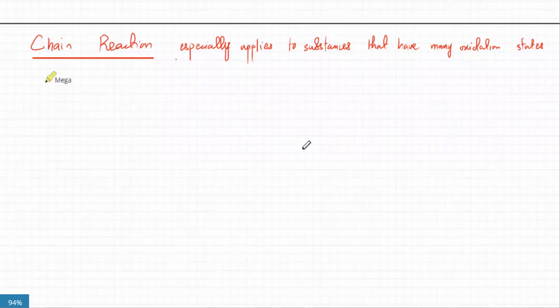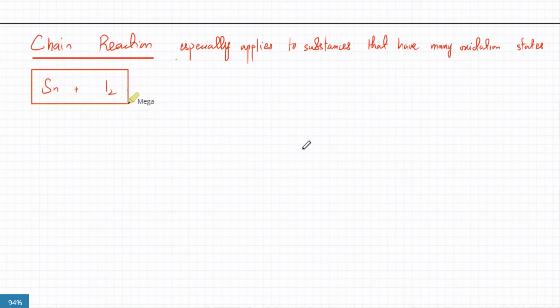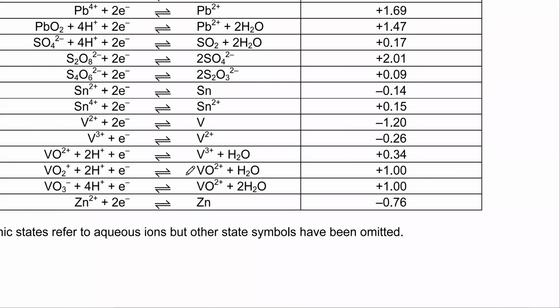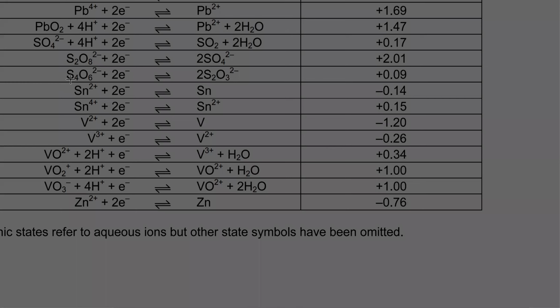Let's say I want to figure out a reaction between tin and iodine. It's a simple reaction, just two substances, no issues over here. So you've got two reactants, Sn and I2. I'm going to write down all electrode reactions involving Sn and I2. So I'll just copy from here. For Sn, there's only one equation where I see Sn. This is it, so I'll just copy this one.